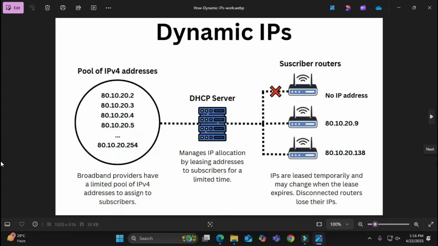What is the dynamic IP address? It is automatically assigned: an IP address that is not in use is given. This is done by DHCP servers. The addresses follow a sequence, such as 80.10.20.254, ascending this way. Any IP address not in use is automatically assigned by DHCP servers. Broadband providers have a limited pool of IPv4 addresses to assign to subscribers. The DHCP servers manage IP allocation, releasing addresses from subscribers after a limited time. When one IP address is not being used by a system, it is automatically assigned to another system, and that particular subscriber's router gets a different IP address.